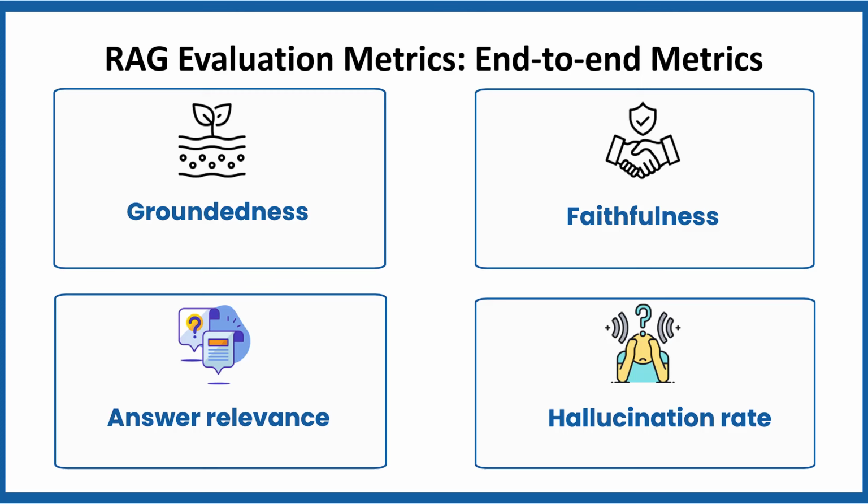Hallucination rate measures the percentage of claims in the answer that are not supported by retrieved documents or contradict evidence. A high hallucination rate means the model is inventing facts, misinterpreting the context, and adding external knowledge incorrectly. For enterprise RAG systems, reducing hallucination rate is critical because hallucinations can lead to wrong decisions or legal or financial risks.